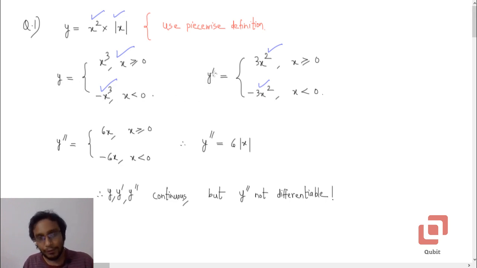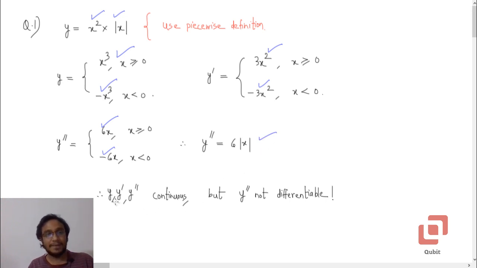Now if you differentiate y prime, or dy by dx, one more time, 3x squared's derivative will be 6x, and negative 3x squared's derivative will be 6x. This would mean that the second derivative is still continuous. You can check it, but it is not differentiable. The second derivative is not differentiable because it is 6x when x is greater than or equal to 0, and negative 6x when x is less than 0, which means it is 6 into mod x.